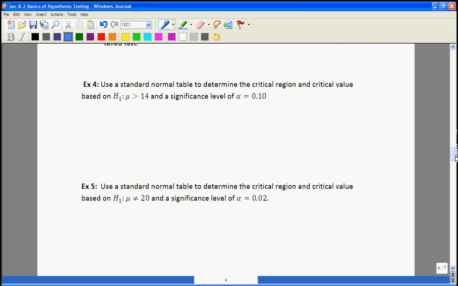Let's practice finding those critical values, which you've done already with standard normal tables, but just tie it in connection with hypothesis testing. So example 4, use a standard normal table to determine the critical region and critical value based on the alternative H sub 1 where mu is greater than 14 and a significance level of alpha equal to 0.1. Now the 14 is coming from our commercial example. The commercials, are they longer than 14? We don't know. So what I'm doing here is I have a normal curve, bell-shaped curve that we're used to.